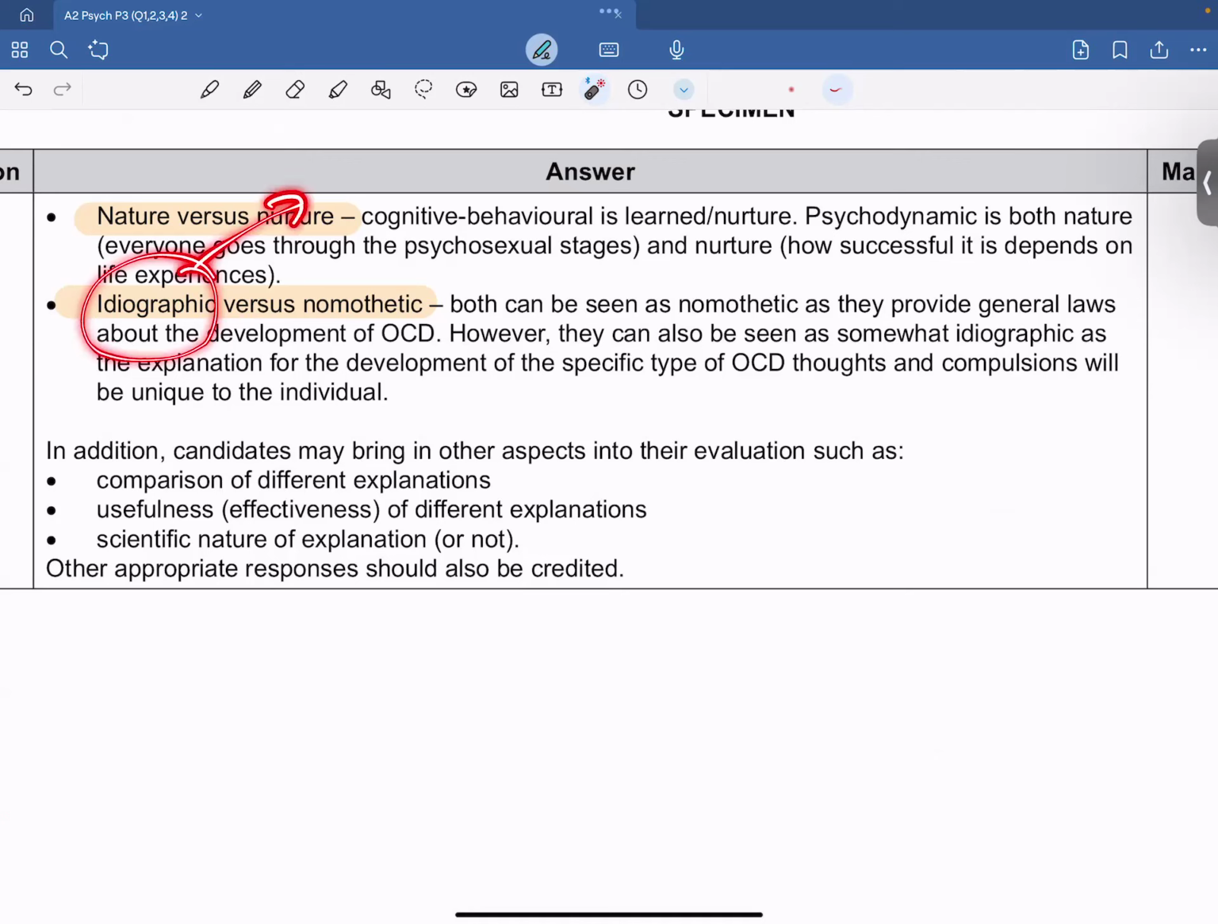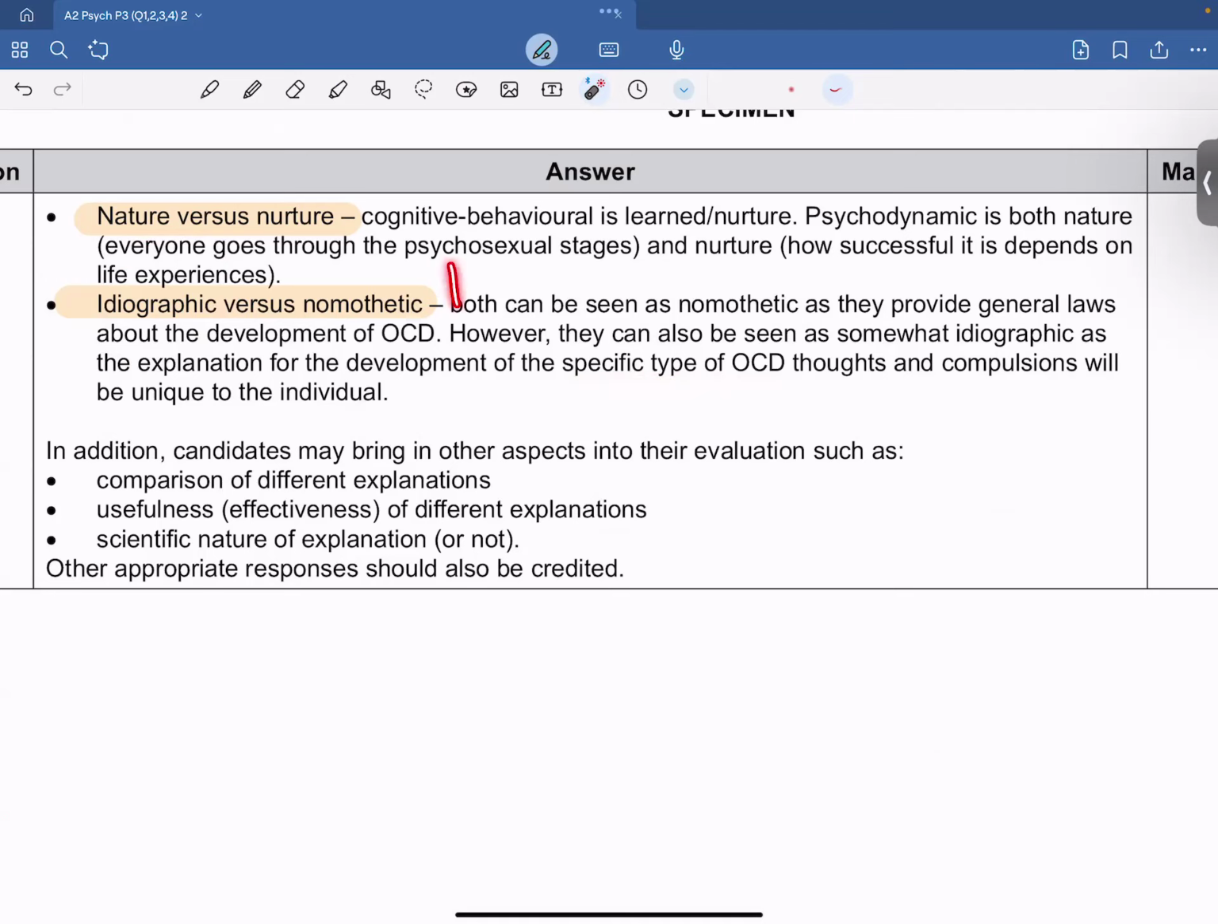Ideography focuses on the role an individual plays. Nomothetic is for the group or for everyone, if we put it in a super simple manner. So both can be seen as nomothetic, as they provide general laws about the development of OCD. Now, when we talk about both, on one end we're talking about the cognitive behavioral explanation. On the other hand, we're talking about the psychodynamic explanation. However, they can also be seen as somewhat ideographic, as the explanation for the development of specific type of OCD thoughts and compulsions will be unique to that individual.